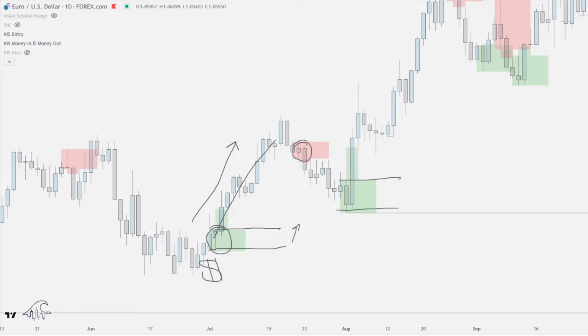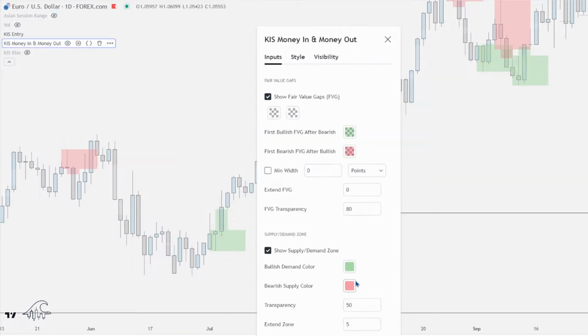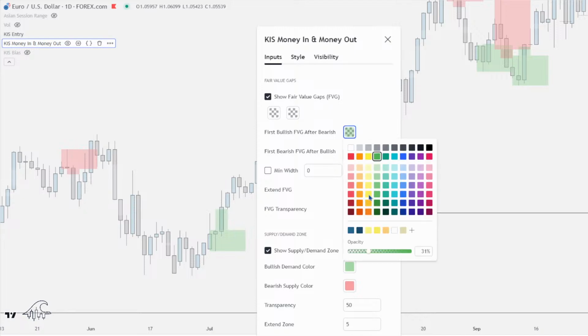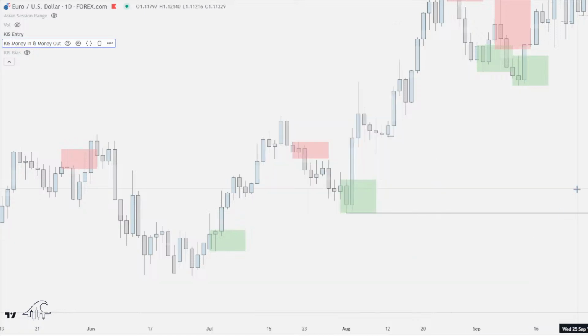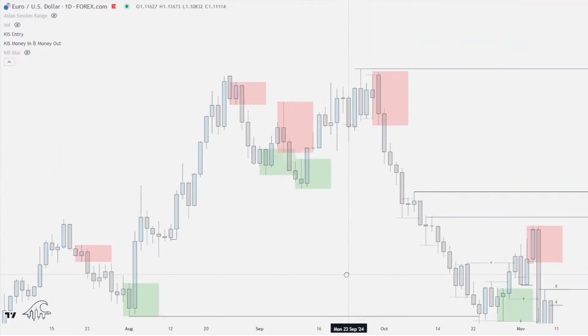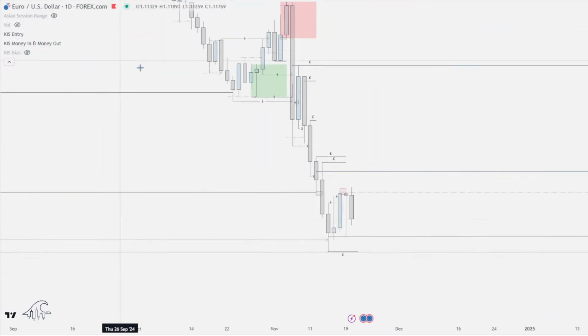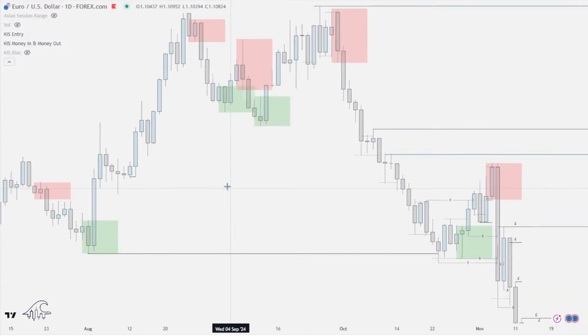So if I turn the instrument settings to here, right, I can see the first bullish gap after, so the first money in, first money out. If I turn this to white and this to white, now it only highlights the supply and demand areas that we should be focusing on. But because we're on a daily time frame, we're not looking at it in the same relevance, right?